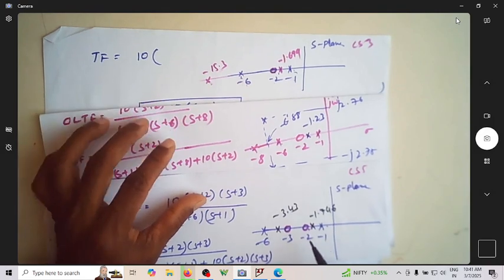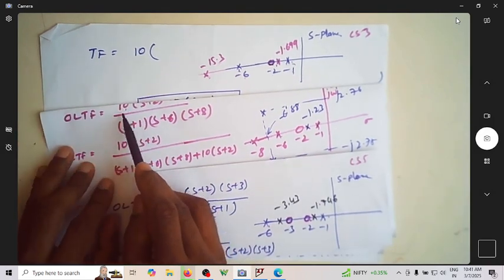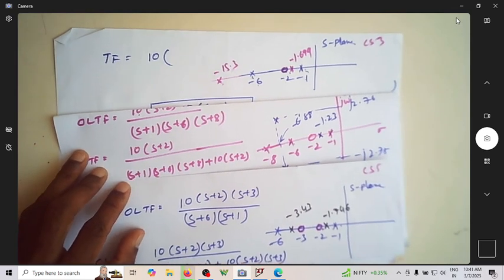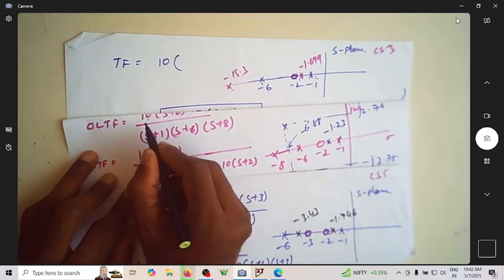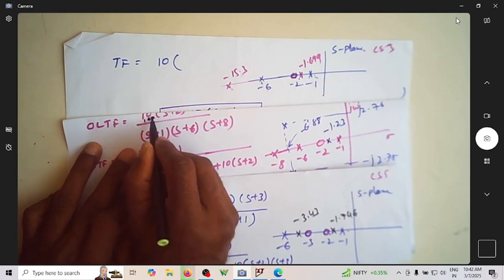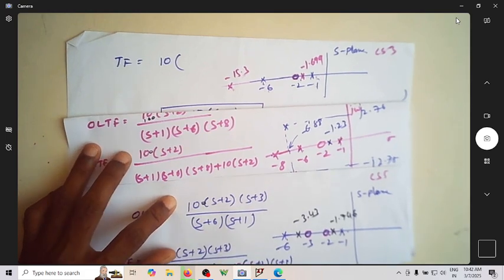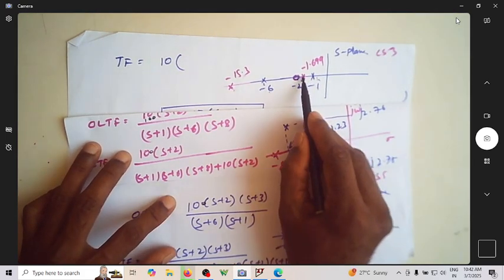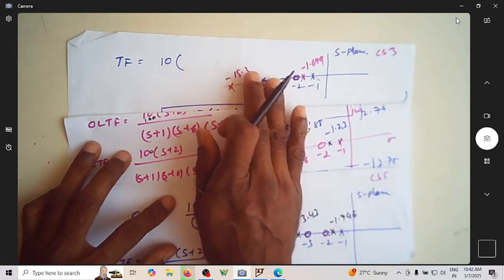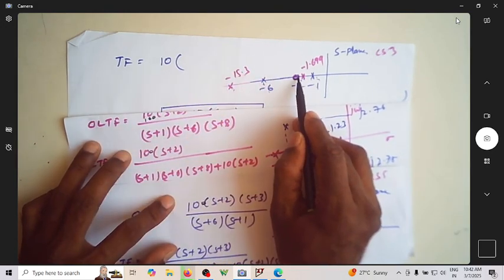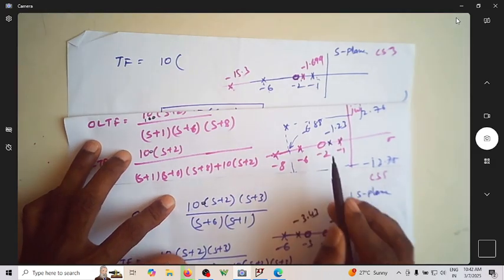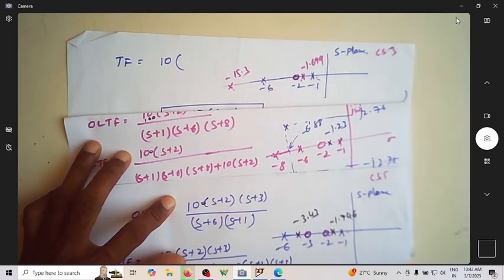Now, this is when this is 10 here. What you can do, for curiosity, is make this 100. You will certainly see this will be moving closer to -2. This will be moving closer to -2.